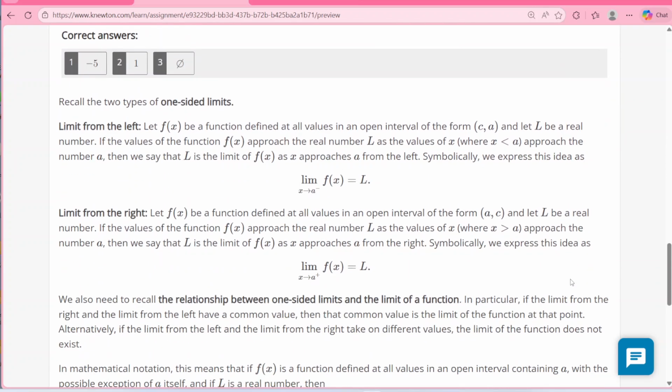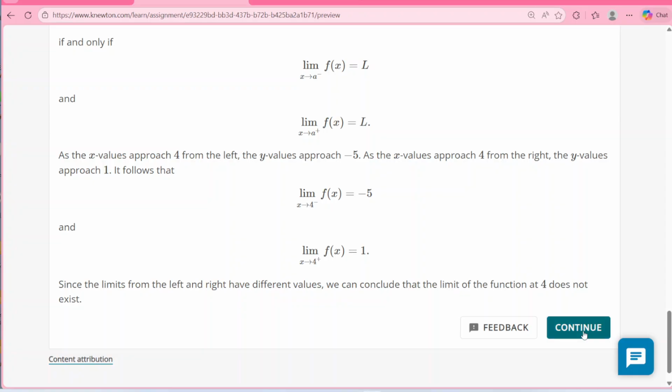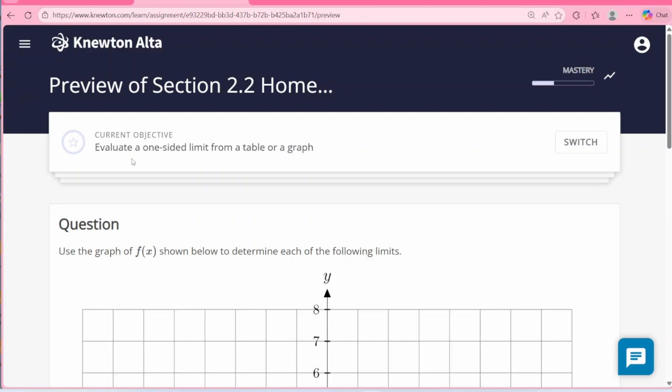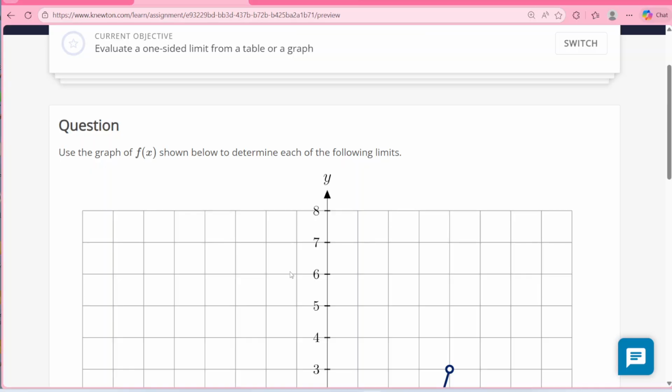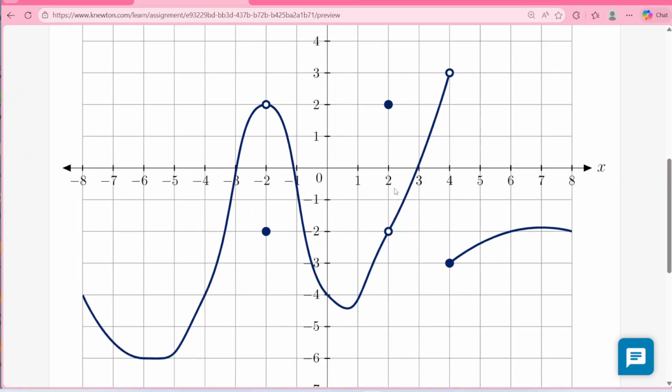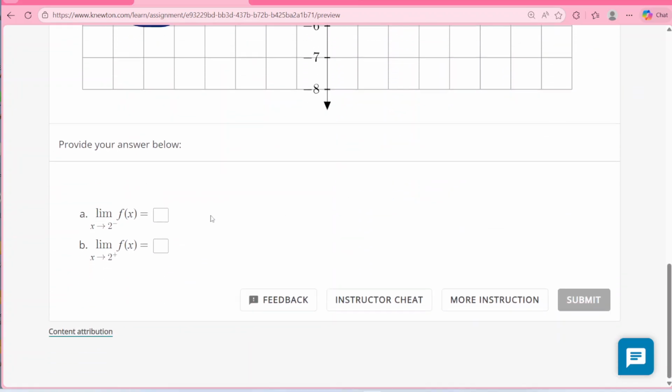All right. Again, read through the explanations. All right, so here's just a one-sided limit from a table or a graph. So this is another graphical one. Use the graph of f shown below to determine the following limits. So all sorts of points and missing points and jumps and whatnot here. So just a couple of them.